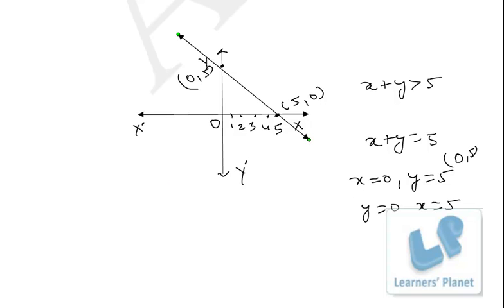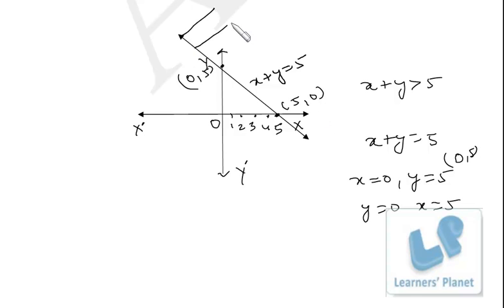Okay, now this is the line of x plus y is equal to 5, right? Now what if the value of x increases? So the value of x will increase this side. If the value of x increases, this expression will be more than 5. And if the value of y increases, still this expression will be more than 5. So the values of x and y increase this side, right?